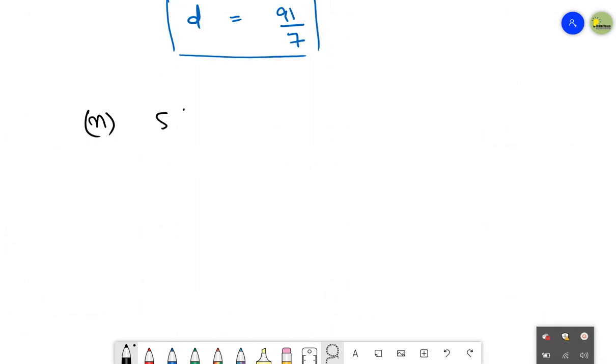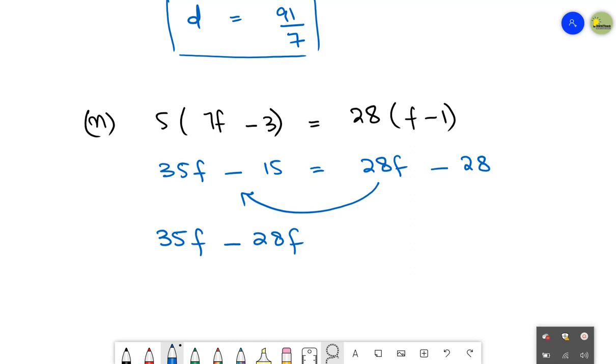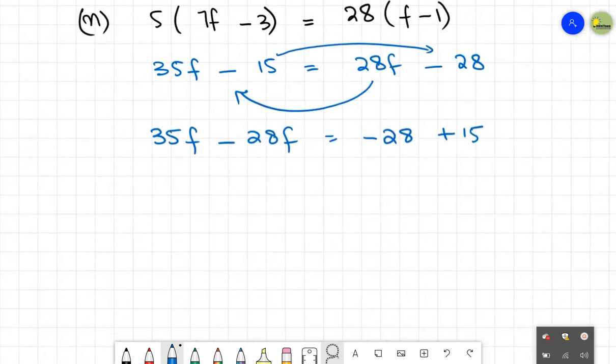Here you are having 5 multiplied by (7f minus 3) equals 28 multiplied by (f minus 1). Just open the bracket. 5 7s are 35f minus 15 equals 28f minus 28. Now 28f will be shifted over here so that you can solve it with 35f. The sign will be changed. Minus 15, a constant value, shifted to the other side. Minus 28 plus 15.